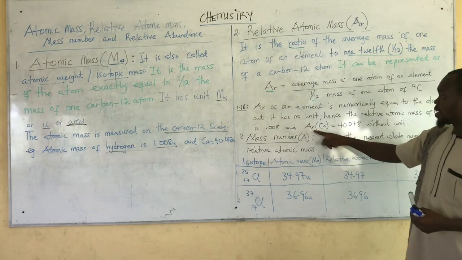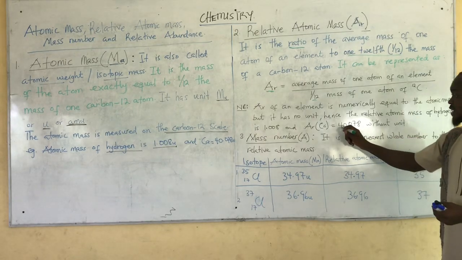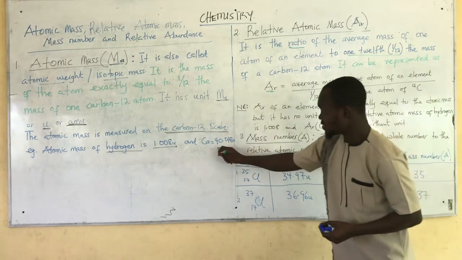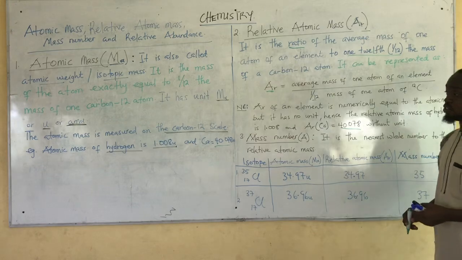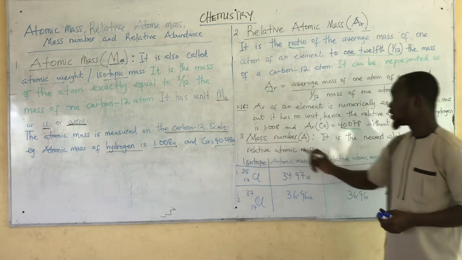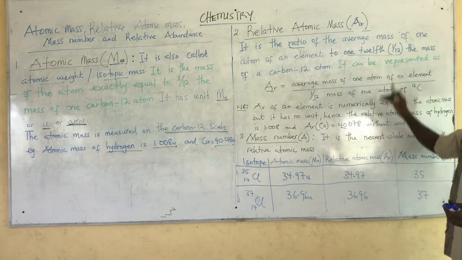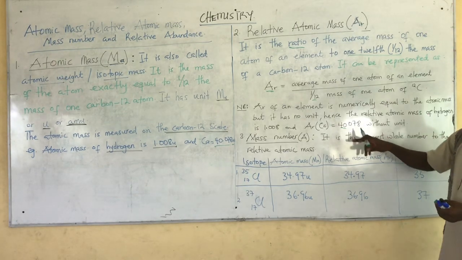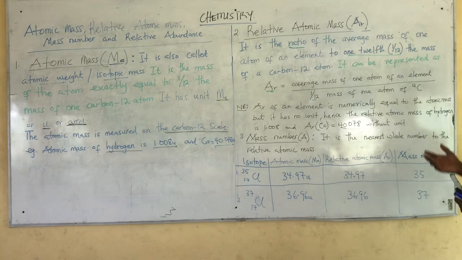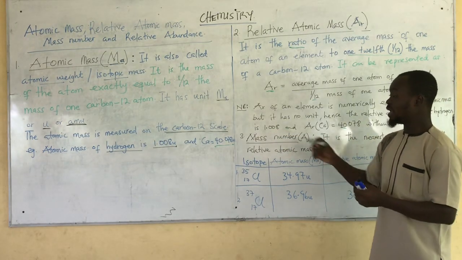Ar, or the relative atomic mass of calcium, is 40.078, the same as the atomic mass. But here, the atomic mass has a unit, u. In a relative atomic mass, it has no unit because it is a ratio. Also, the relative atomic mass of hydrogen is 1.008 with no unit.